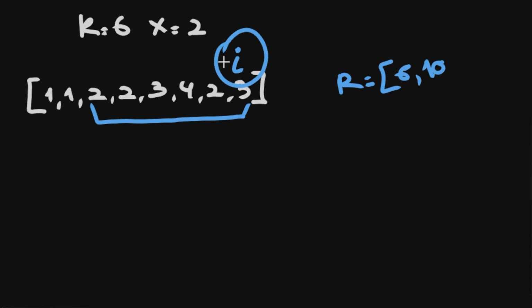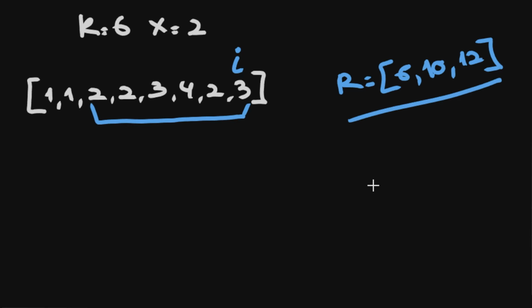Next, we update the I-pointer. We need to solve this subproblem, so we repeat the exact same process and add the result for the subproblem, meaning 12. So finally, we return this array. So with this in mind, let's go with the code and hopefully you will get the idea.